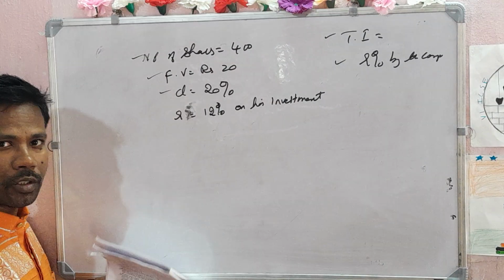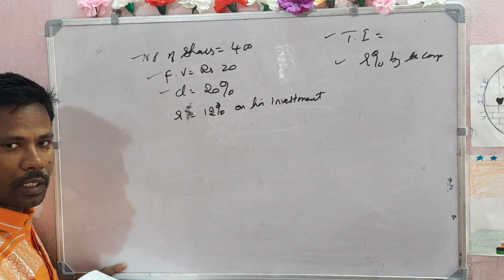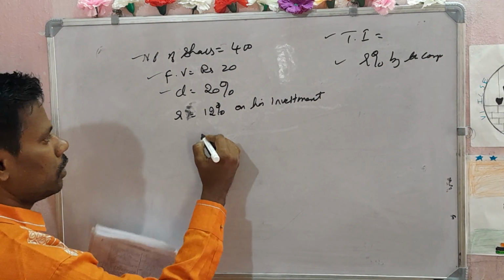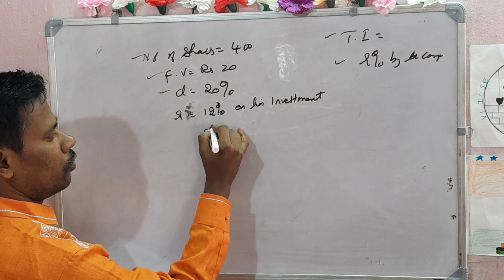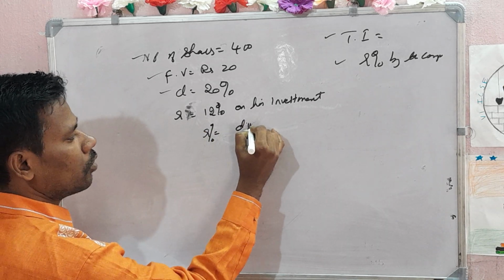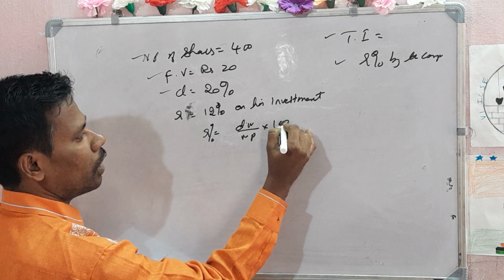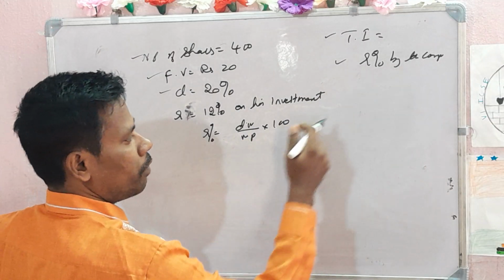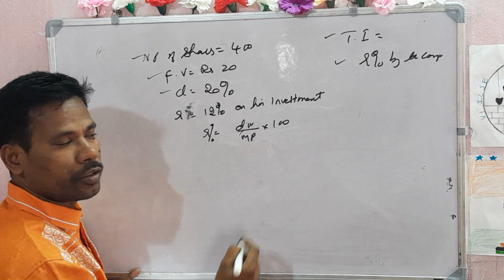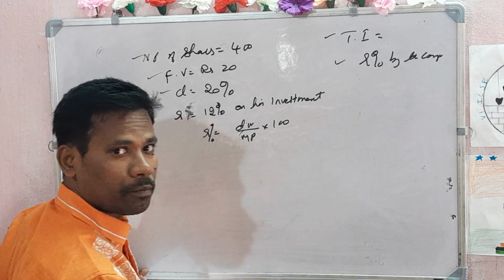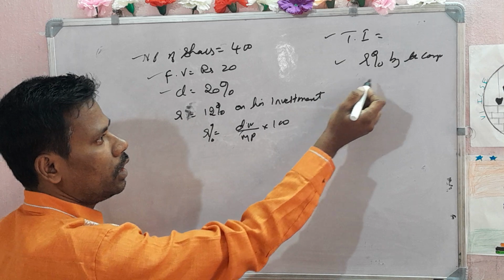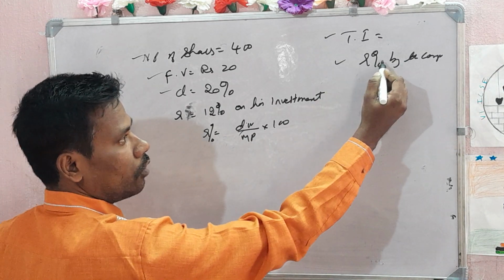Which formula should you apply here? Please recollect the formulae which I gave in the basic classes. Rate percentage on his investment is dividend by market price into 100. If the rate percent is given by the company, then in place of market price, face value should come: dividend by face value. Same formula, but instead of market value you write face value. That is what is asked in the second bit.